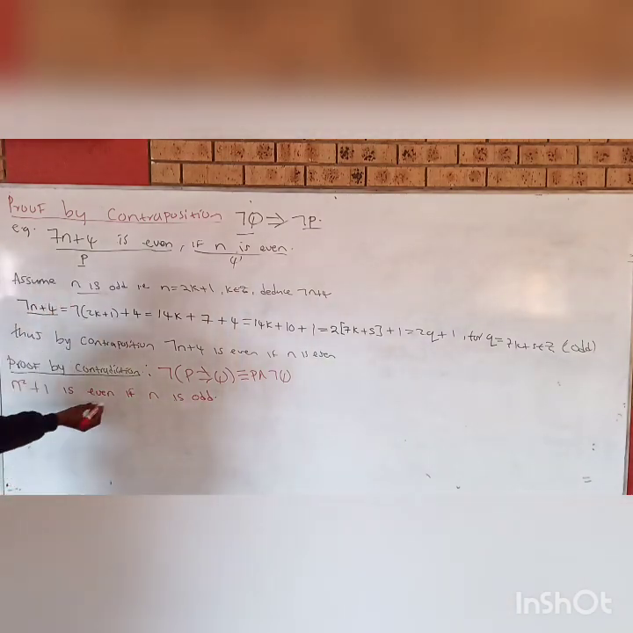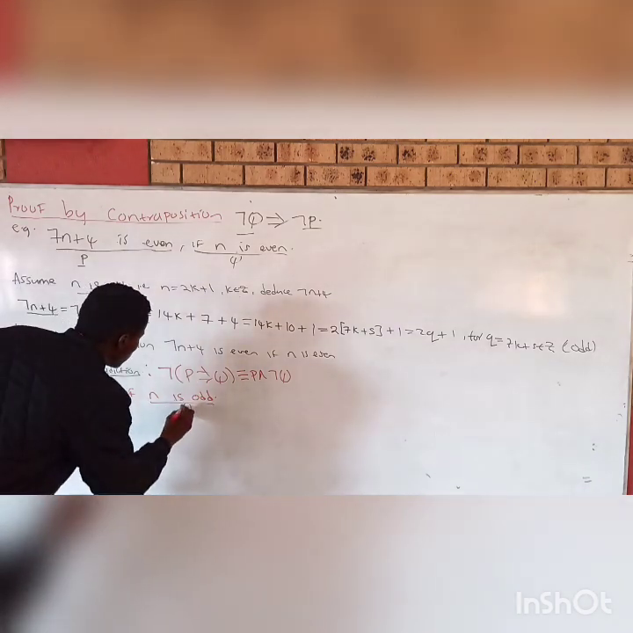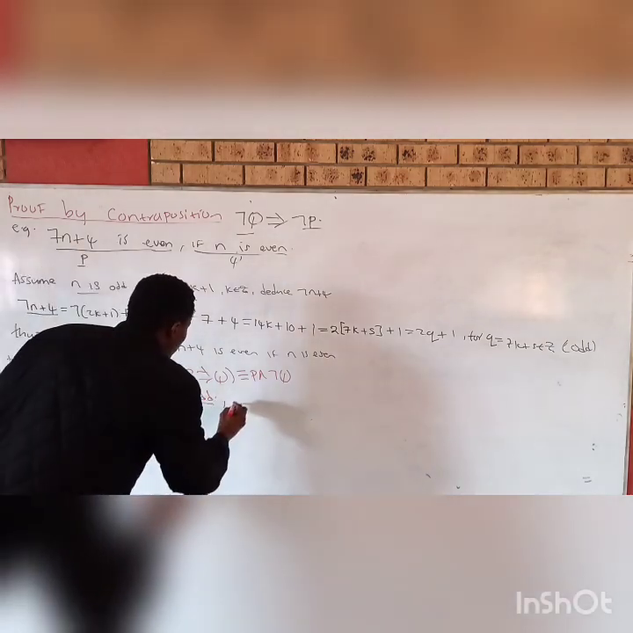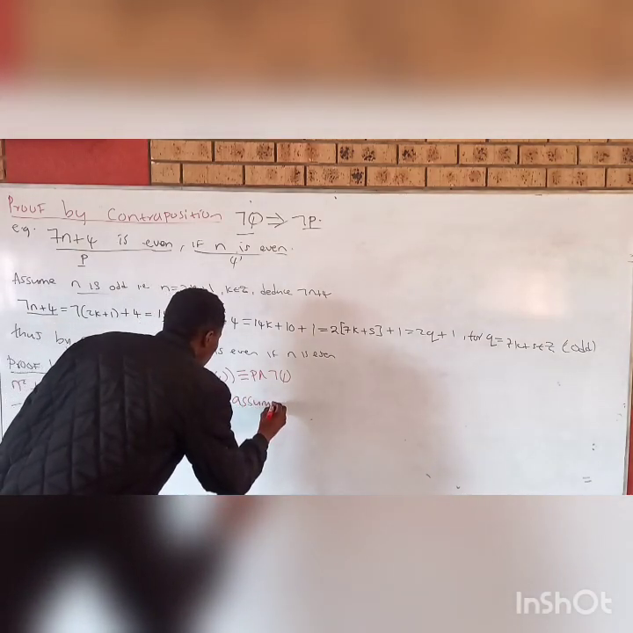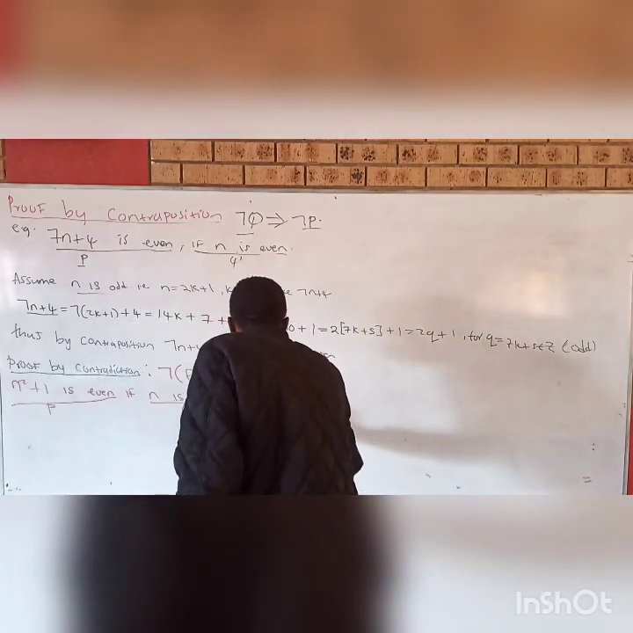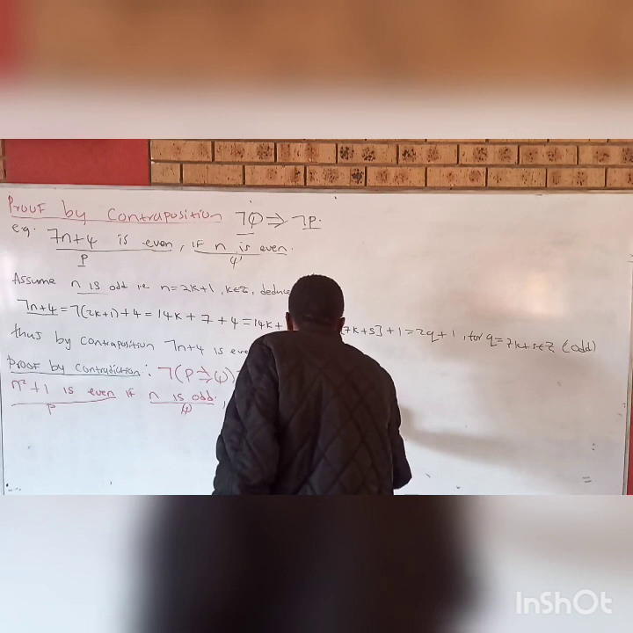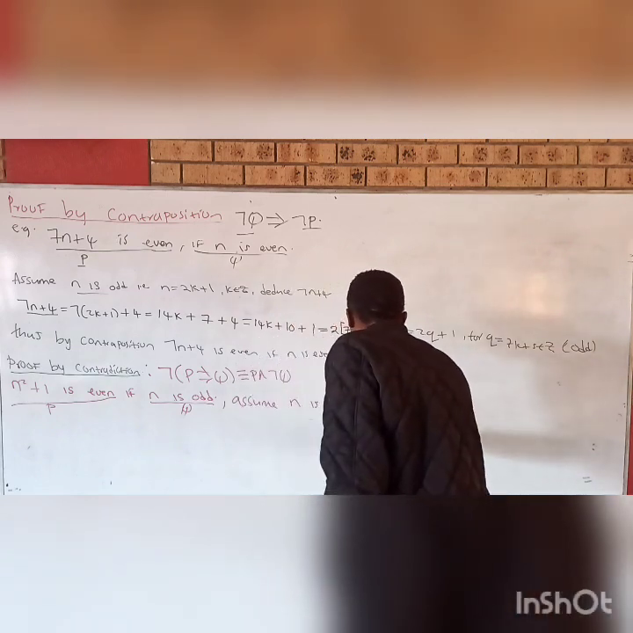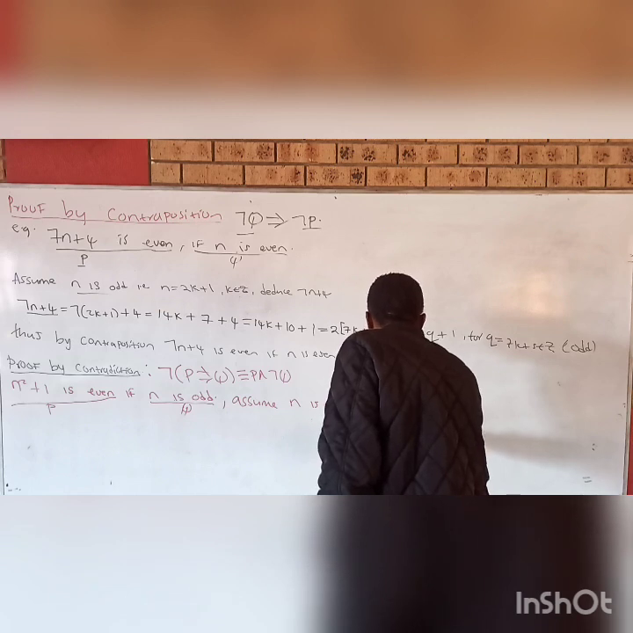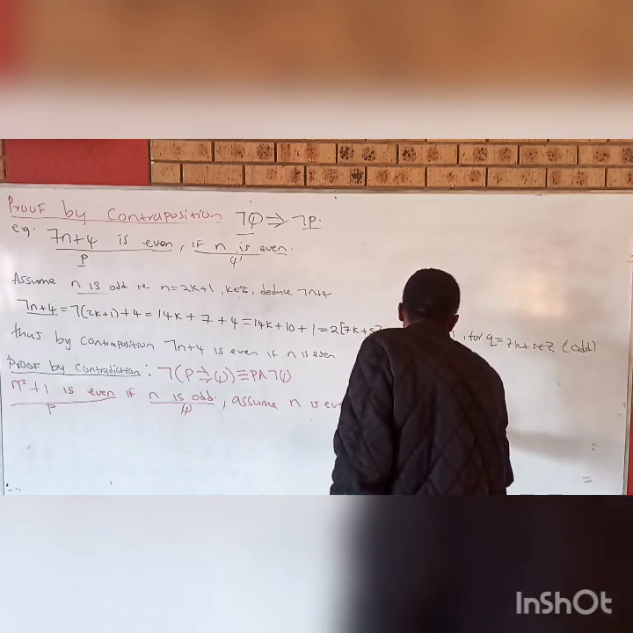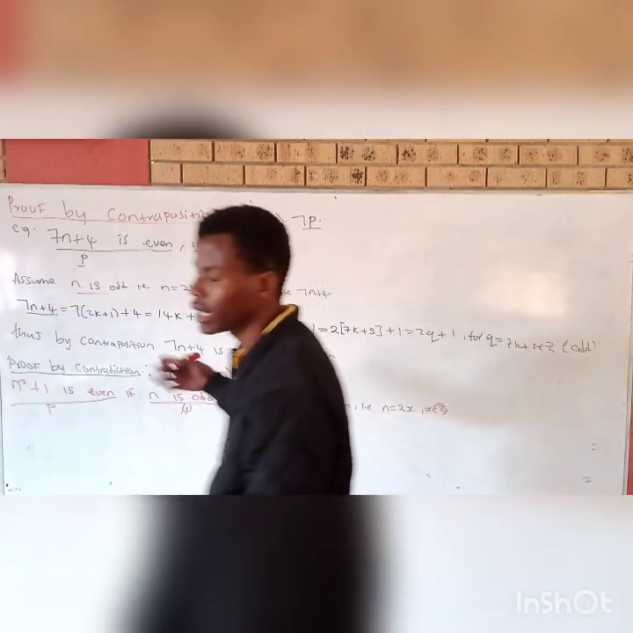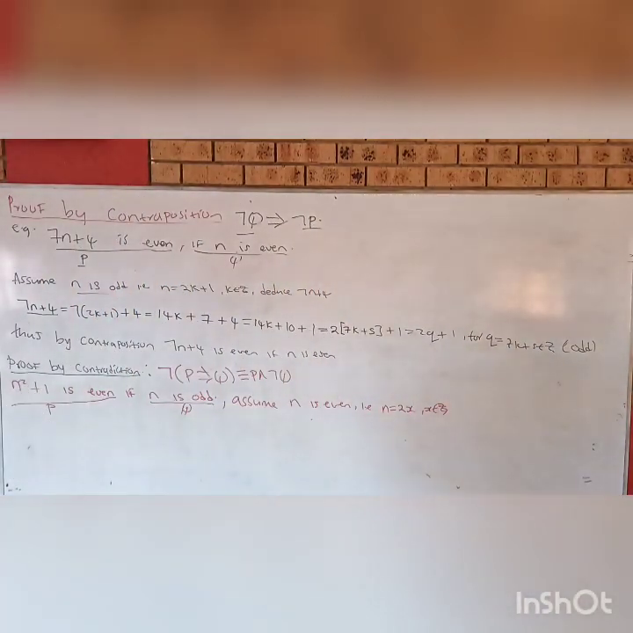So, do you see n squared plus 1 being even? It's your statement P and this one is the statement Q. So what do you have to do? You have to assume not Q, i.e. n is given by 2x for x an element of integer. It's not always the case you use k, you can use any letter as long as you show that thing is an element of integer. So now we want to prove by contradiction that this is true.